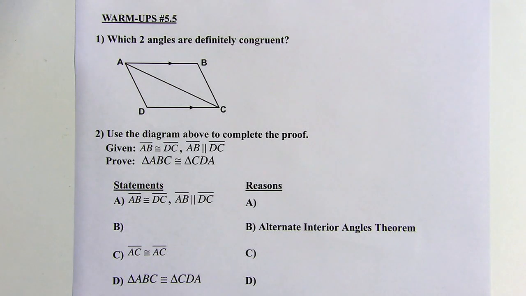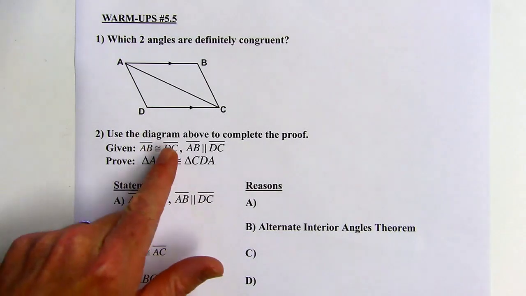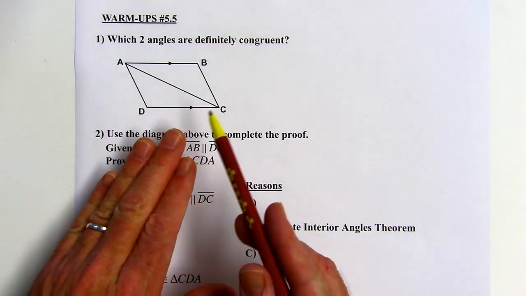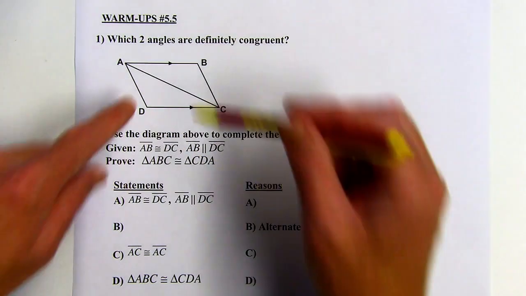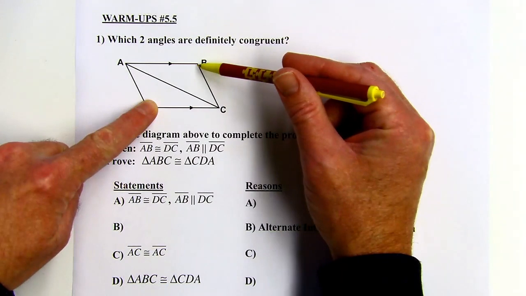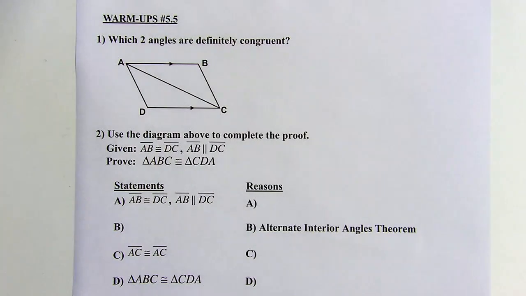Okay, warm up 5.5. First question says, which two angles are definitely congruent in this diagram? Just based on this given info. So forget the info from problem number 2. Let's say we just had this diagram. Well, it looks like these angles might be congruent, but we don't have a way to say that.